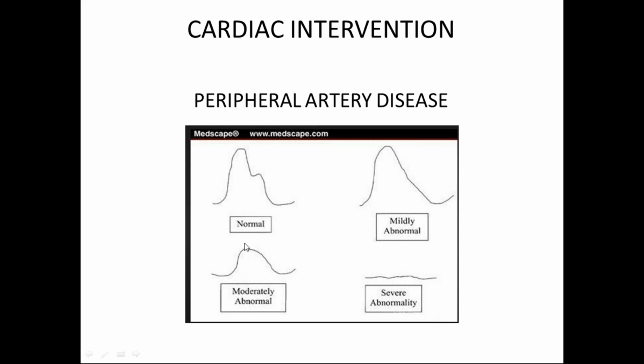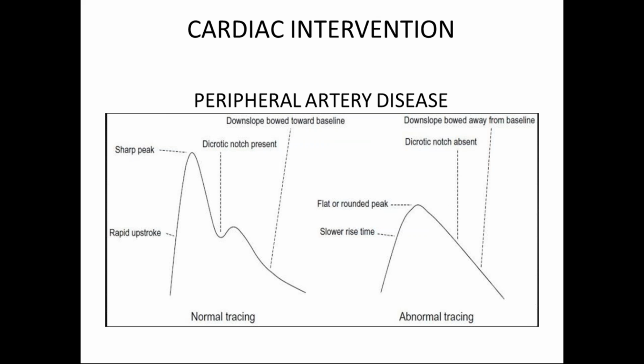Moderately abnormal: the peak is reduced, the downstroke is like that. And then severely abnormal: the peak and everything is abnormal. So just looking at the anatomy of the curve, we talk about the upstroke.